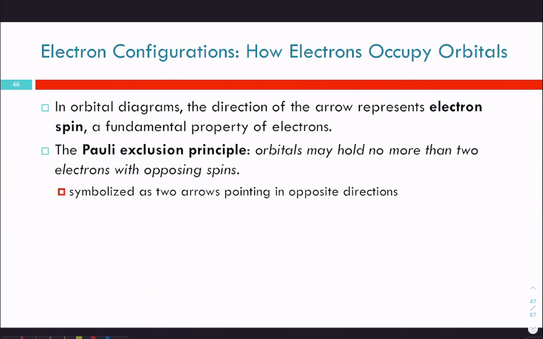In orbitals, the direction of the arrow represents the electron's spin, which is a fundamental property of electrons. The Pauli exclusion principle is that orbitals may hold no more than 2 electrons with opposing spins. So you can't put more than 2 electrons inside of an orbital, and they have to have opposite spins. So again, if we do helium, we have 1 electron, 2 electrons. No more than that. If you have more electrons, they go to the next orbital.